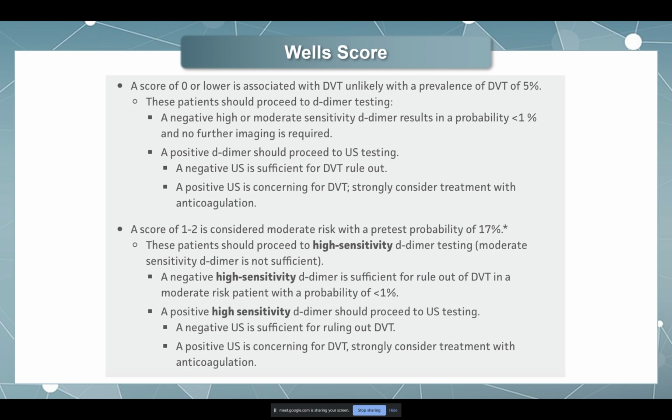Okay? Another question is ultrasound. It says a negative high or moderate sensitivity D-dimer result gives probability less than 1% and no further imaging is required. But when you get a positive D-dimer, you should proceed with ultrasound testing. Cuma ultrasound ni, what type of ultrasound? Only compression test ke ataupun you kena trace? The trace one. Maybe Dr. Tati boleh bagi input.